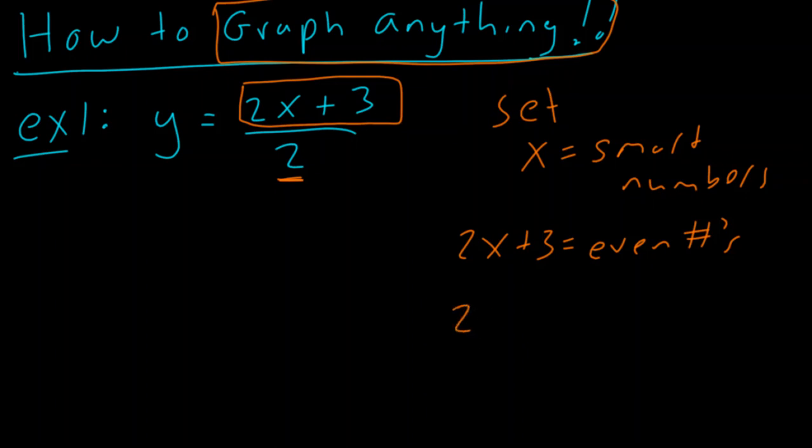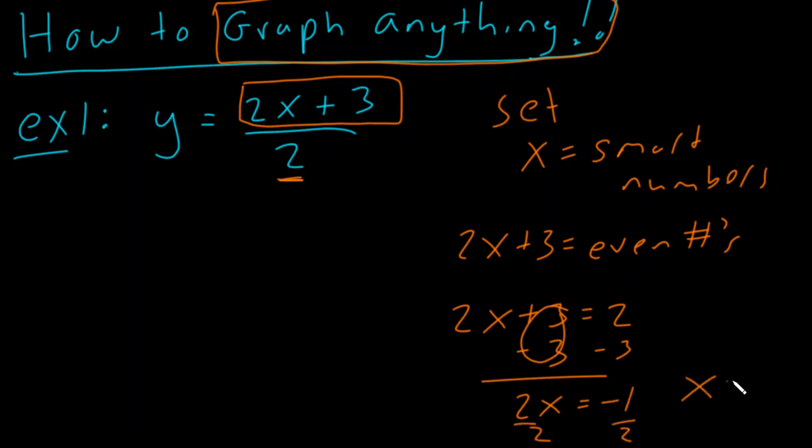Well, I could just say this: 2x plus 3, let's just set that equal to 2. If I want that whole top part to equal 2, I would subtract 3 from both sides, and of course that goes away. Now I've got 2x is equal to 2 minus 3, which is negative 1. I can divide both sides by 2, and x equals negative 1/2.